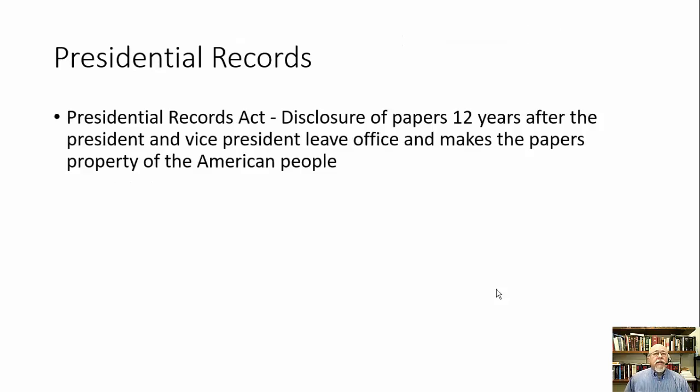Presidential records, not part of FOIA, but under the Presidential Records Act, 12 years after the president and vice president leave office, their papers become property of the American people. This act was created in the wake of Watergate, when President Nixon tried to assert executive privilege, claiming ownership of all the records of his administration, so that no one would be able to find out what he was doing when he was president. Well, this act says no, after 12 years, this becomes public.